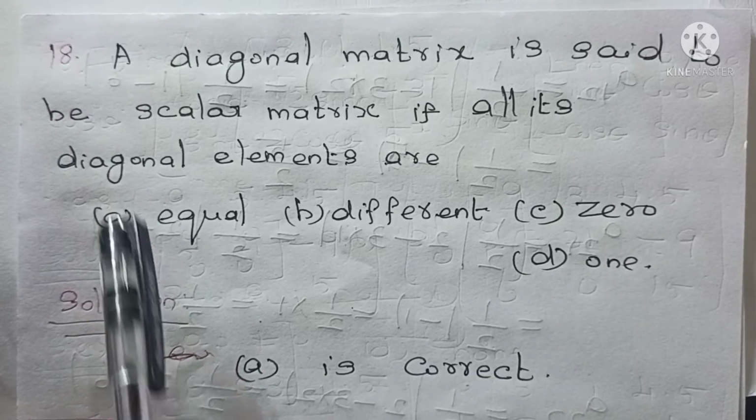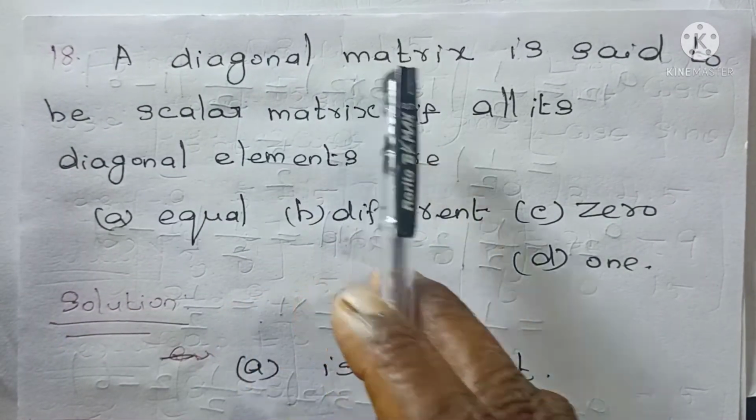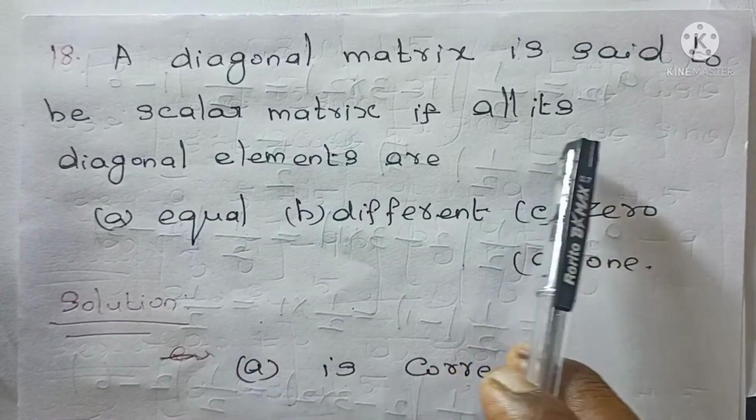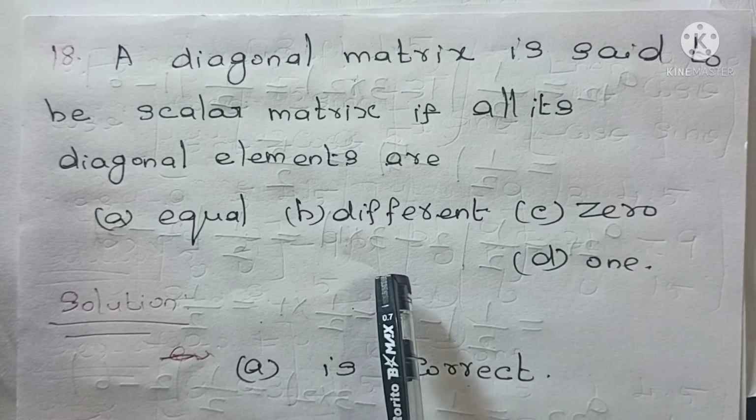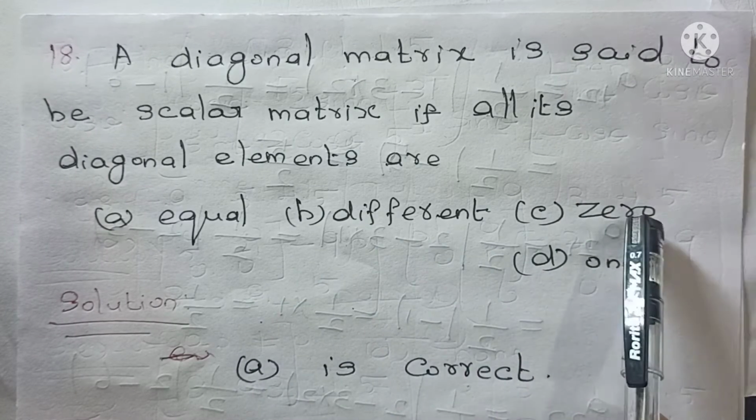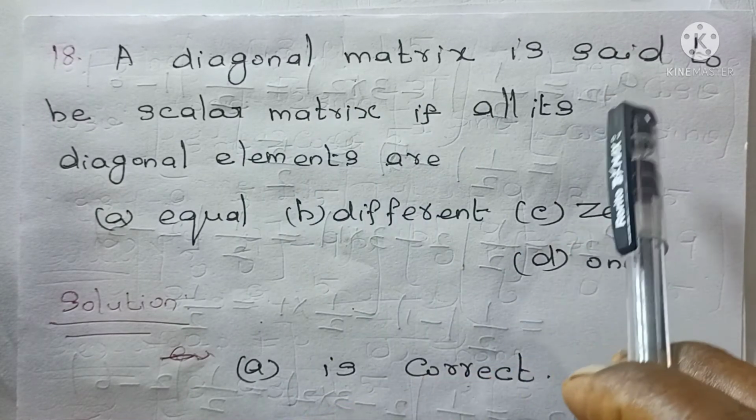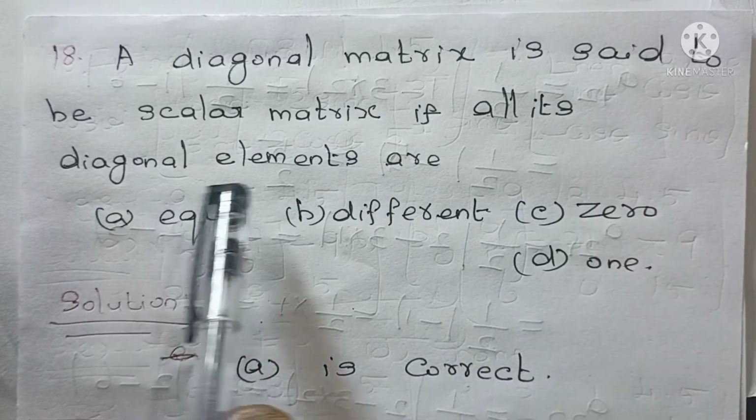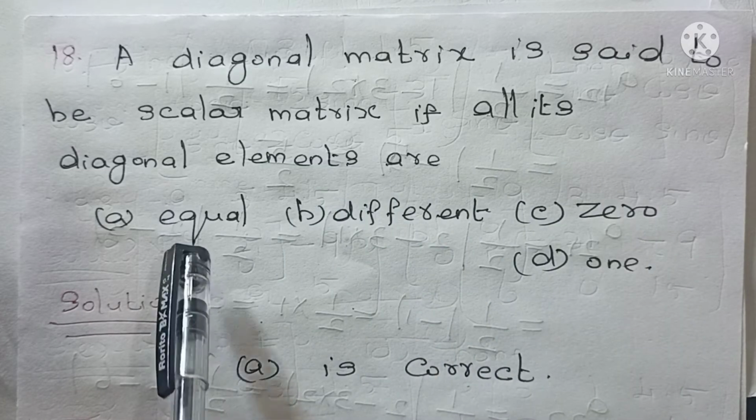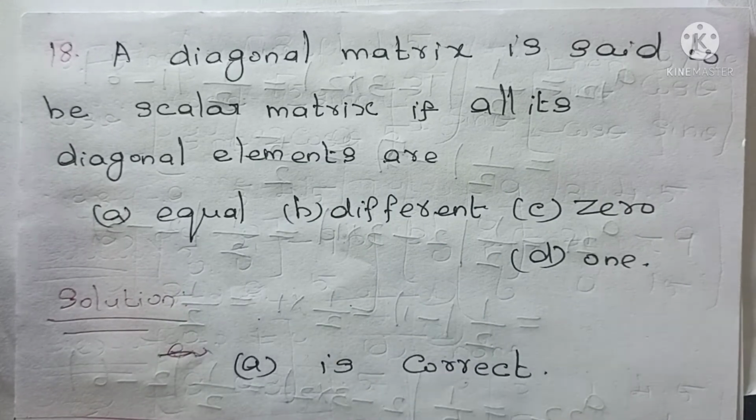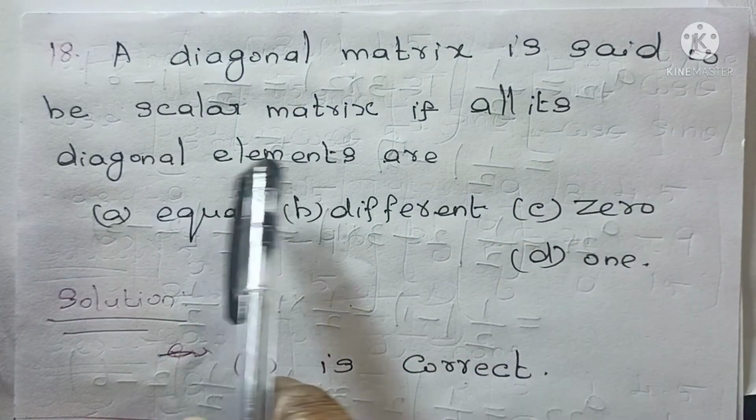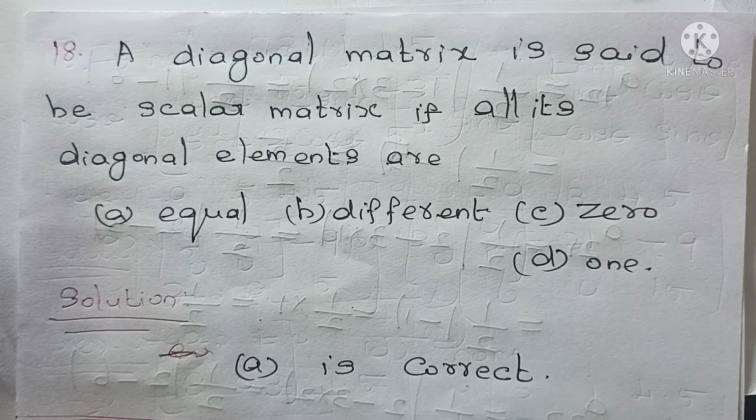Next, let's move on to the 18th question. A diagonal matrix is said to be a scalar matrix if all its diagonal elements are equal, different, 0 or 1. A diagonal matrix is said to be scalar, this is the definition, if all its diagonal elements are what? Equal. They should be equal. Then the diagonal matrix is said to be a scalar matrix.